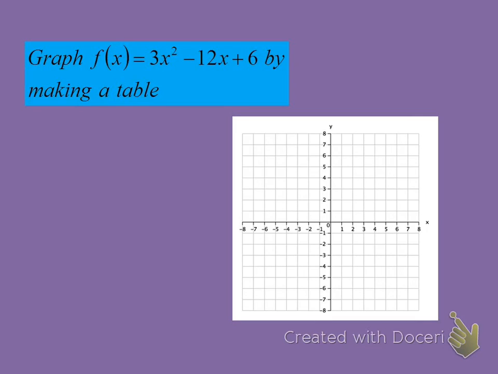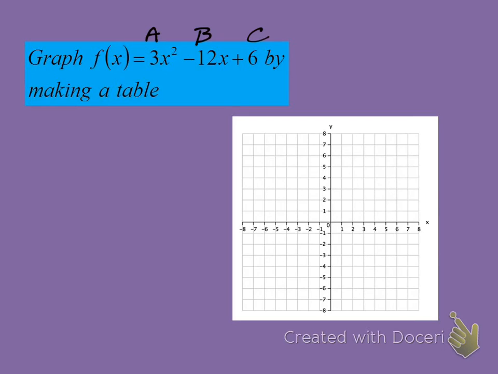Alright, so your first one: graph f of x equals 3x squared minus 12x plus 6 by making a table. We're going to do a few other things before we actually go through and make the table, and this is why. The very first thing you do is identify A, B, and C. This one's in nice order for you. There's A, there's B, there's C.